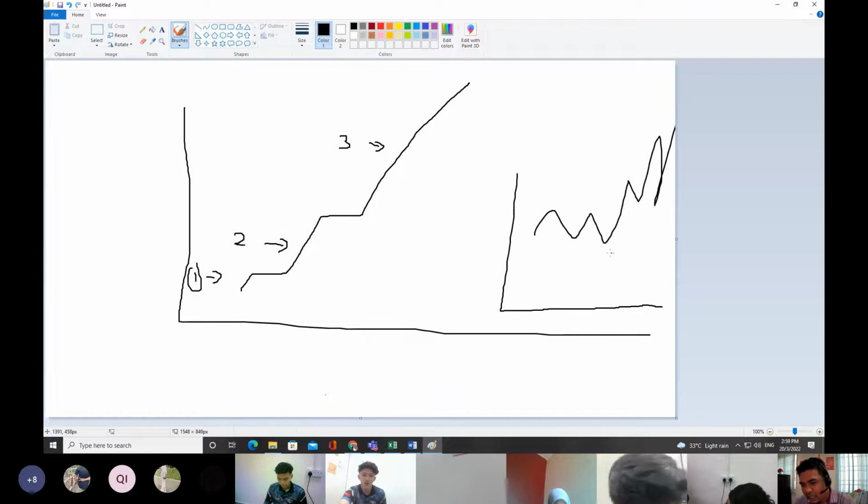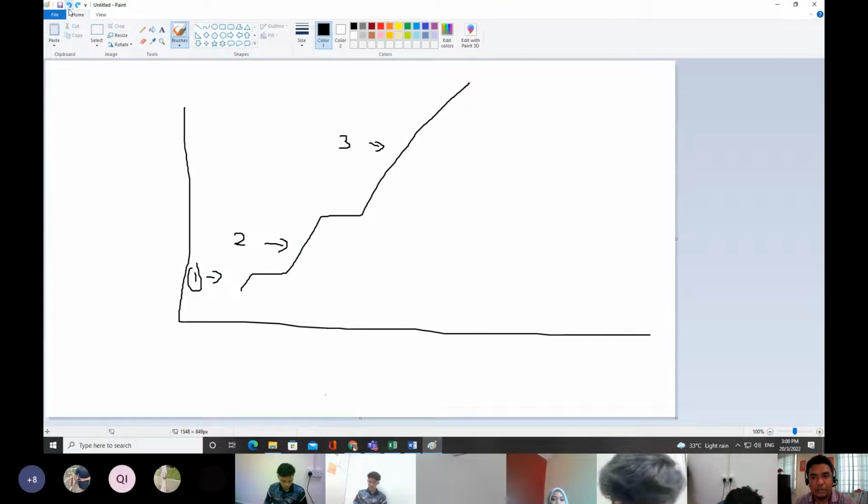Memang ada turun kat sini sikit, tapi secara keseluruhan the data is going up. So that's what we call an upward trend. Okay, any questions so far?